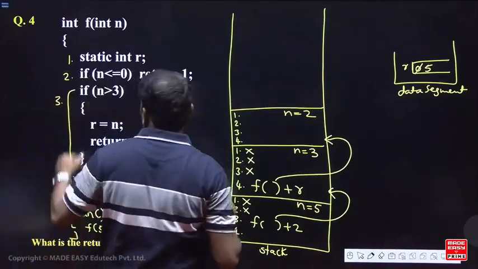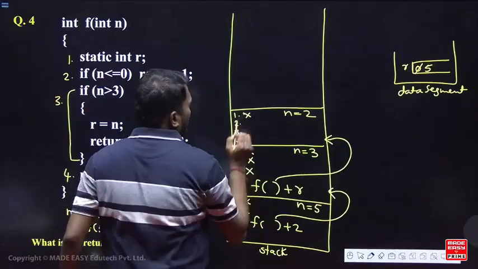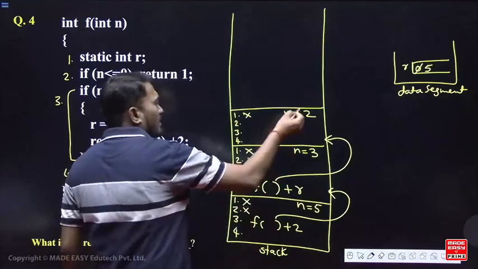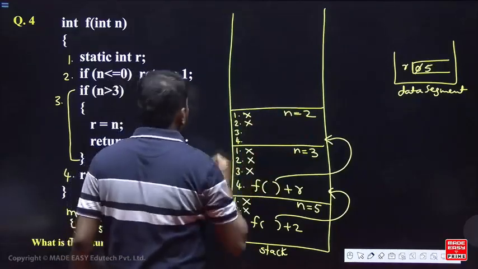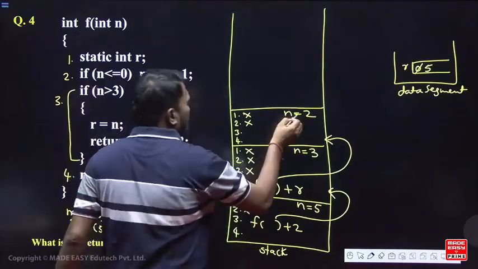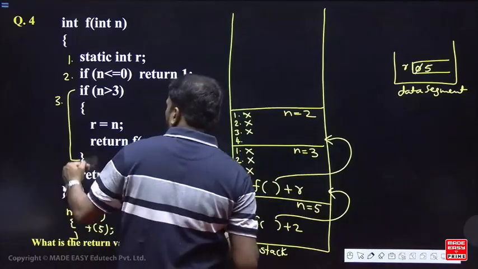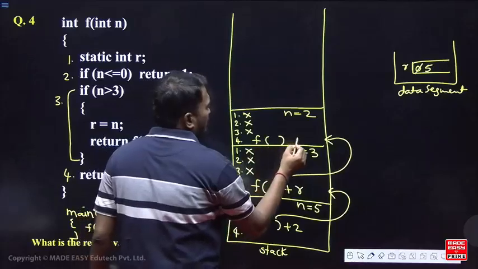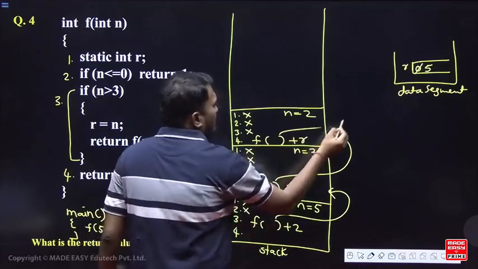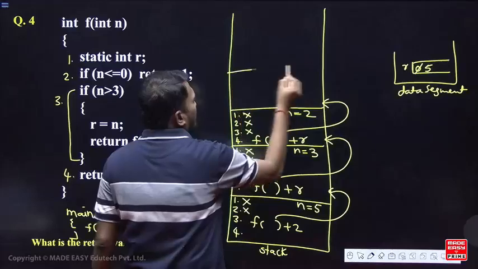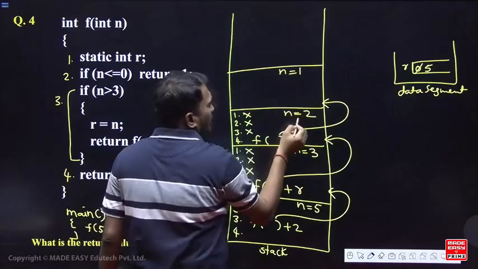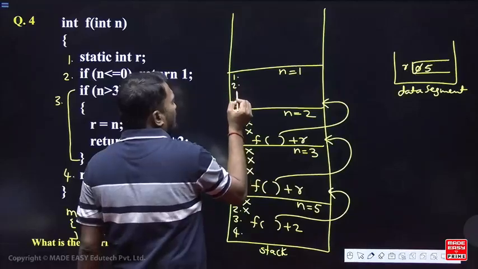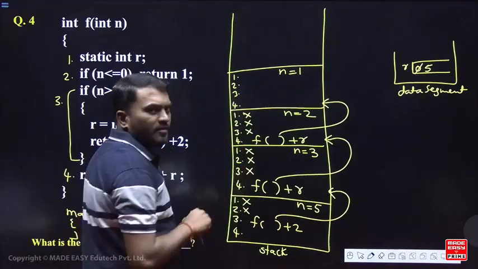Now tell me, what is the first statement? Static. On seeing static, what will it do? It will skip. Now second statement, if n less than or equal to 0, return 1. True or false? False. This is not done. Now third statement, n greater than 3, true or false? False. Not done. And directly you go to the fourth statement, f of n minus 1 plus r. n minus 1 means, n value is 2 here, so you are passing n minus 1, which means 1. So you are passing n value as 1, recursively calling the same function. Again, same 4 statements.